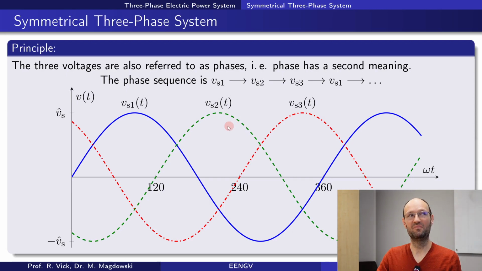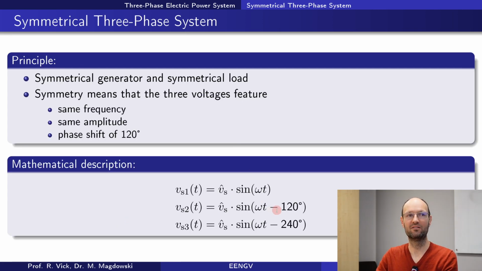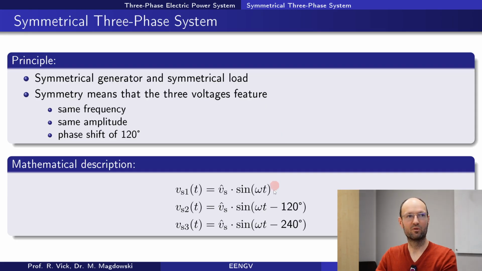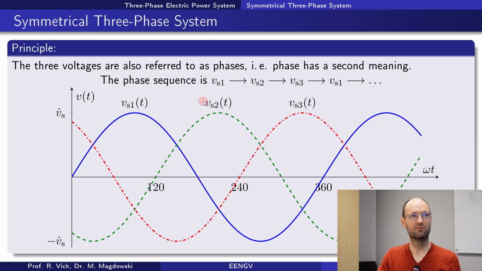And this is more or less the reason why we have this minus here. As said, it's a matter of definition. If this is minus, then the phase sequence we have here is phase 1, phase 2, phase 3. If we had a plus here and a plus here, then it would be phase 1, phase 3, phase 2, and we would count downwards. Here we count upwards, 1, 2, 3, otherwise we would count downwards: 1, 3, 2, 1, and so on.